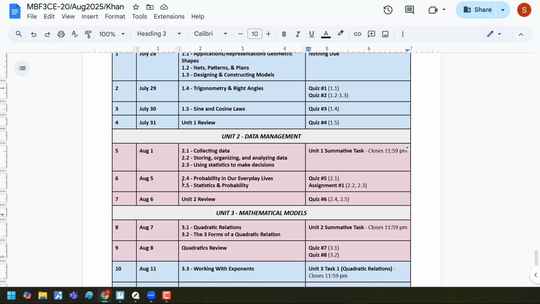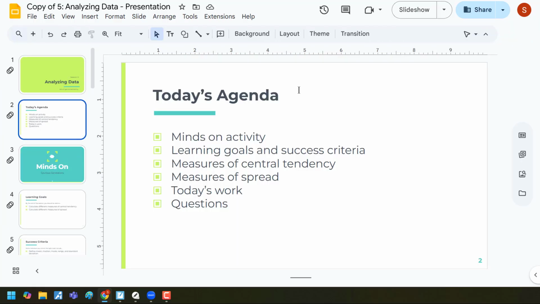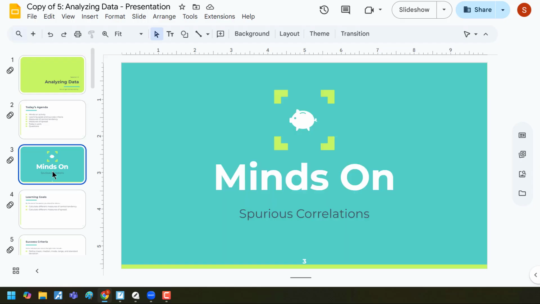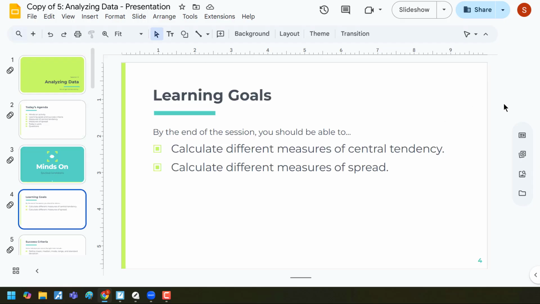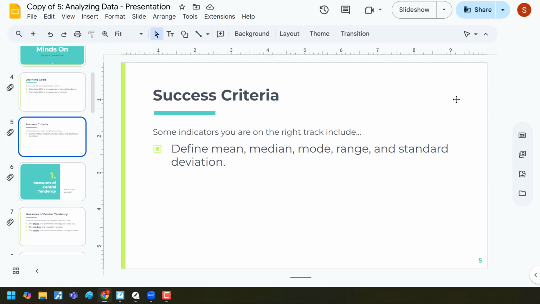We are going to be moving on to 2.4, 2.5, which is our probability and statistics and whatnot. So let's start 2.4, 2.5. Minds on activity, learning goals: measures of central tendency, measures of spread. Today's work questions. Minds on. Calculate different measures of central tendency, calculate different measures of spread. Success criteria: define mean, median, mode, range, and standard deviation.